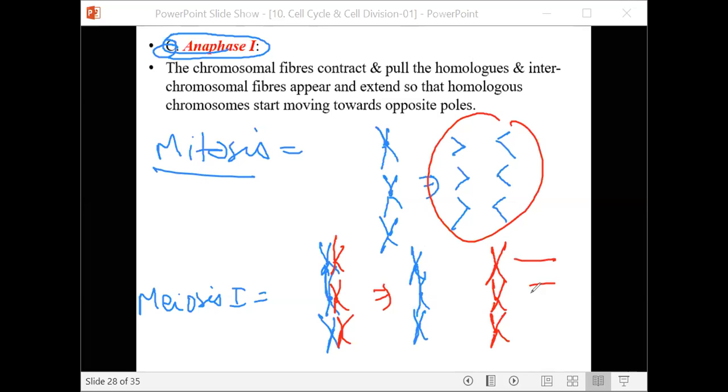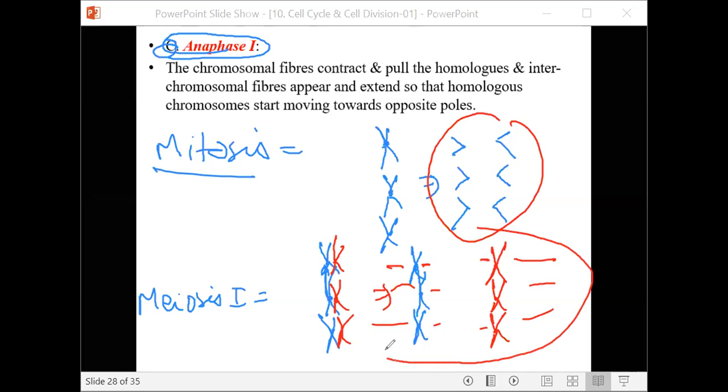All right, this will go this way. So you see what the difference is between the anaphase of mitosis and the meiosis, that is anaphase one. Chromatids are not breaking apart. They are not separated. They are staying intact.